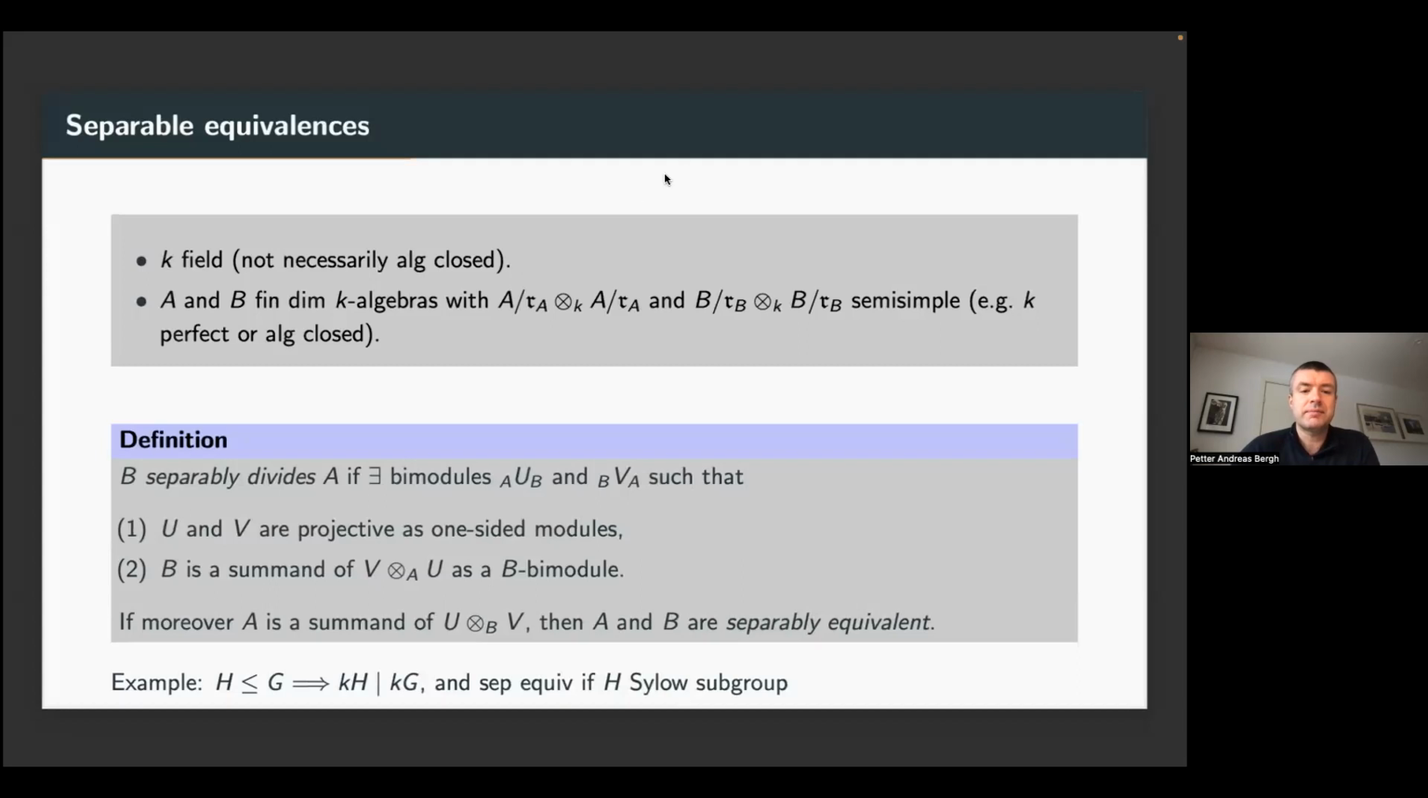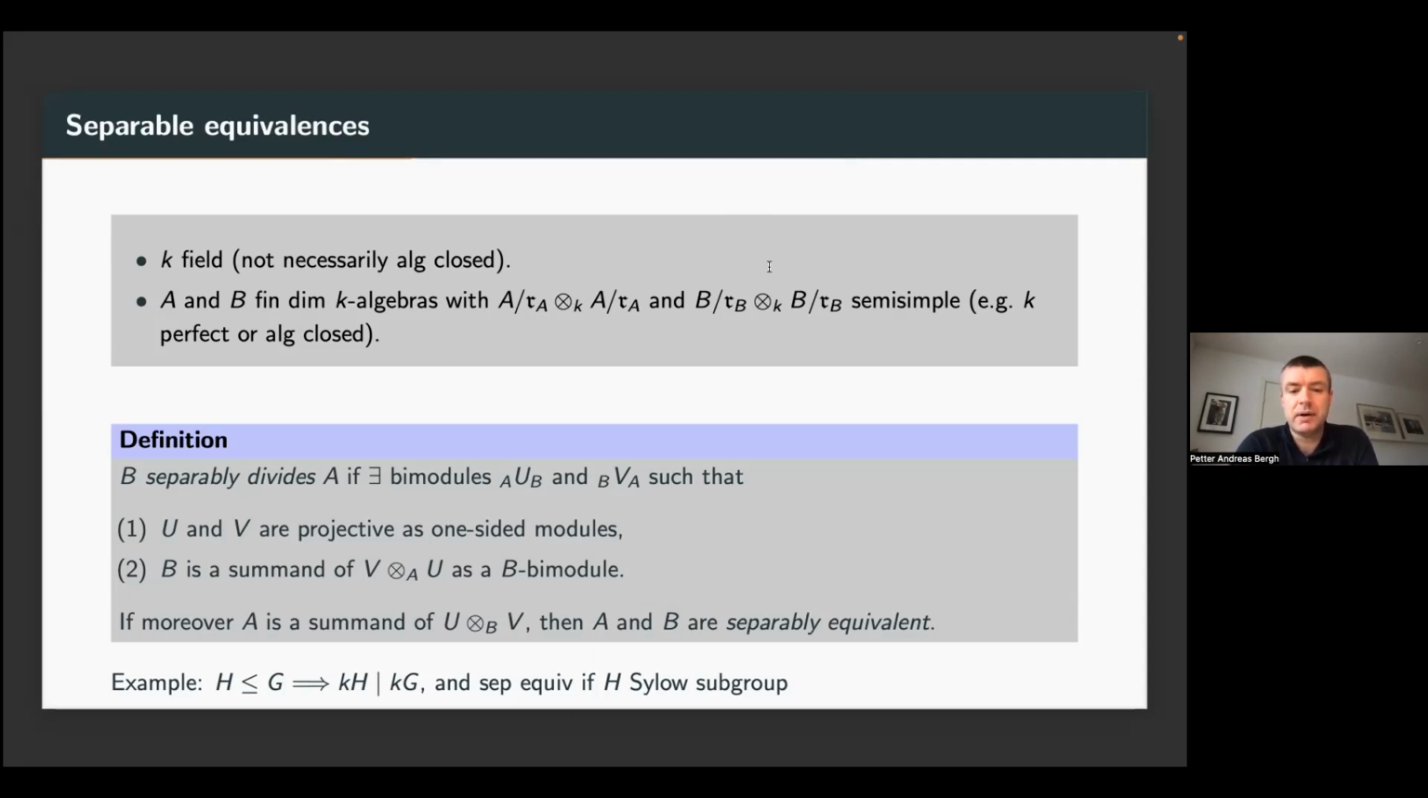Then we say that B separably divides the algebra A if there are bimodules U and V, bimodules over A and B, but opposite bimodules. So U is an AB bimodule and V is a BA bimodule, such that U and V are projective as one-sided modules. There are four one-sided modules involved here, and all four of them should be projective and finitely generated. So all modules are finitely generated. And B is a summand of V tensor U as a B bimodule.